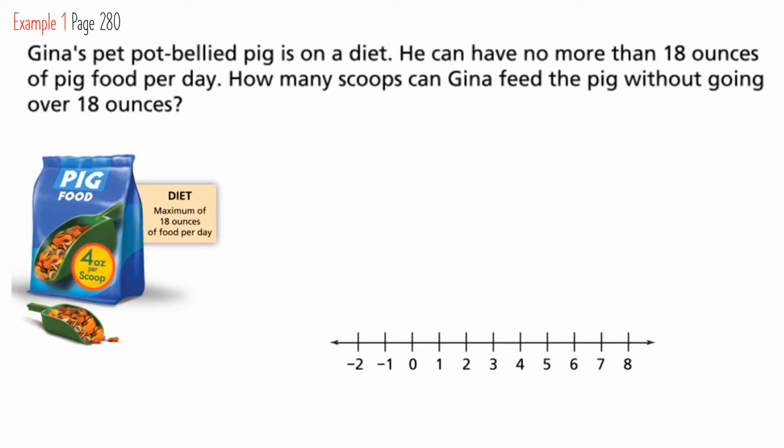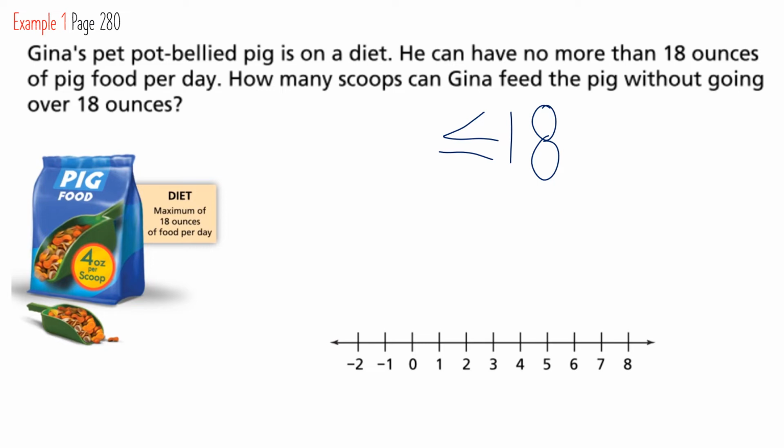So his maximum amount of food is 18 ounces per day. That means 18 is the maximum. So anything that we feed the pig, which I'm going to write on this side of the inequality, has to be less than or equal to 18. Because if we said whatever we feed the pig is greater than, that means we could feed him more than 18. So it has to be less than or equal to 18. We could feed him exactly 18 ounces.